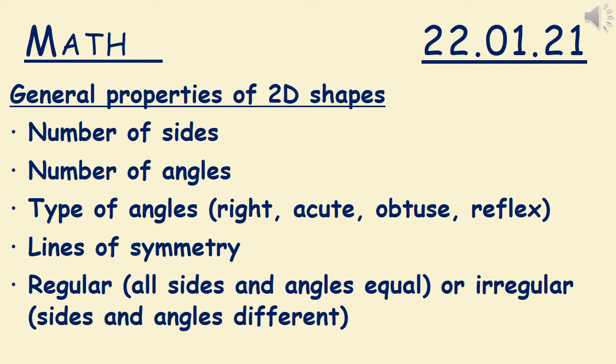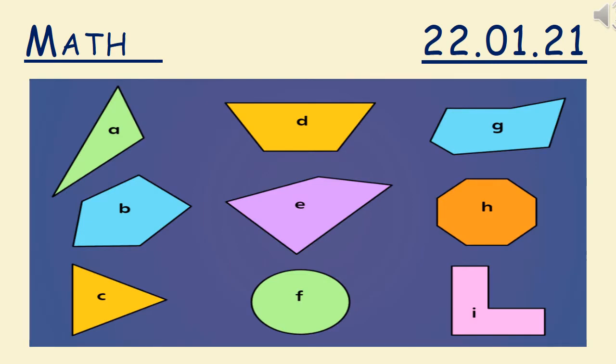Remember, a regular shape is where all the sides and angles are equal, and an irregular shape is a shape that has sides and angles that are different. Here they are again. Pause the video now and complete the quick task.